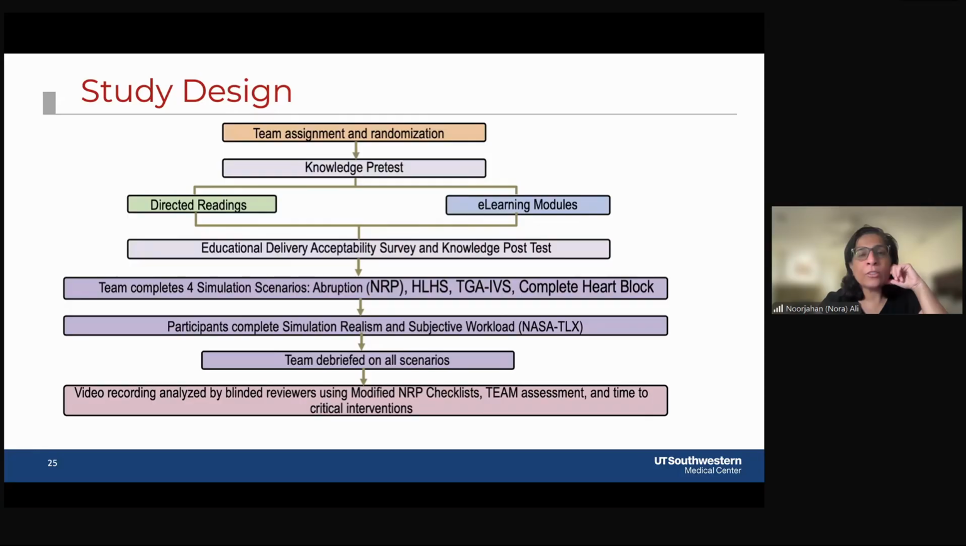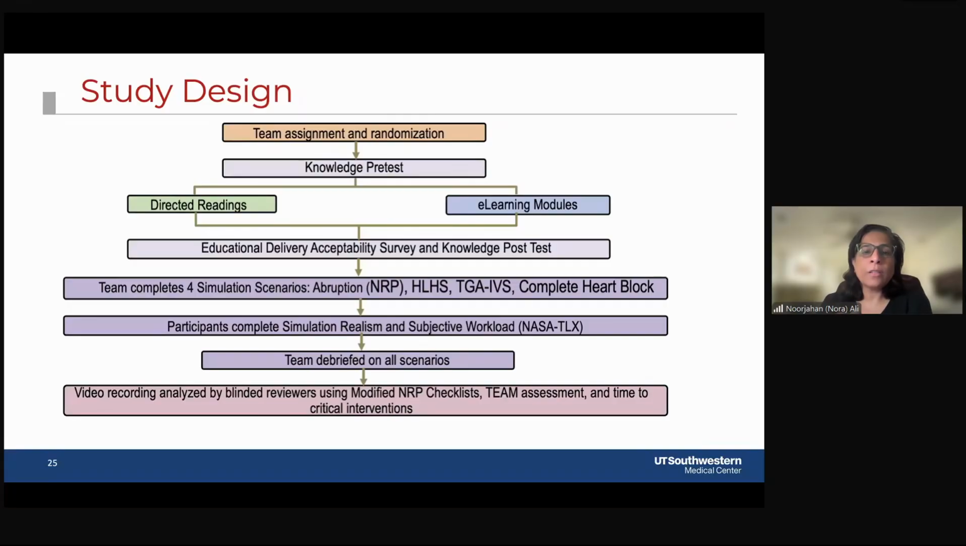Before we did that, we actually did a pre-test knowledge survey. And then afterwards, we did a couple of surveys. We did a knowledge post-test. We also did a survey on what did you think of the modules? Would you do them? So acceptability. Then we did 4 simulation scenarios. The first one was an abruption, just for the team to get used to the environment and to each other. Then we did the true hypoplast, TGA with a restrictive septum, and complete heart block. We video recorded them. We did tons of different debriefing as well.